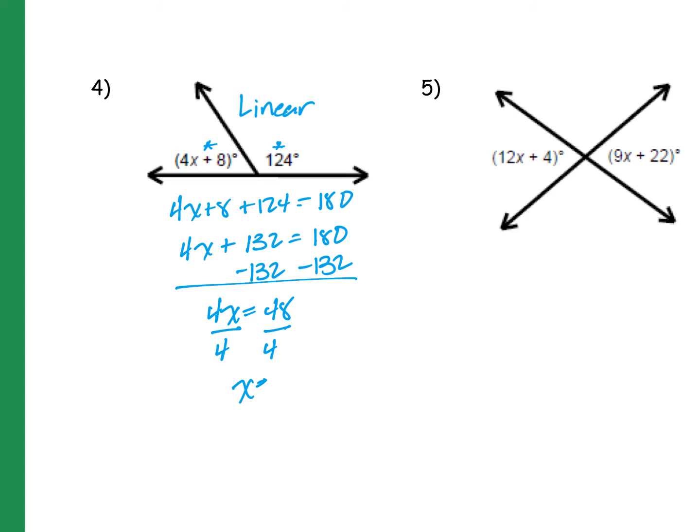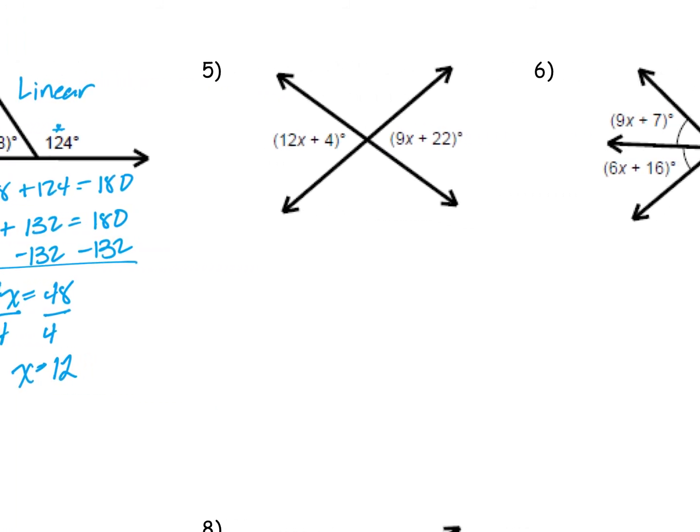No, 12. Very good. And it's not degrees. I just want to point this out. This is not degrees. This is what x equals. Unless x is the only variable there and there's nothing else with x, it's not the degree. It's just what x equals. Does that make sense? Okay, awesome.